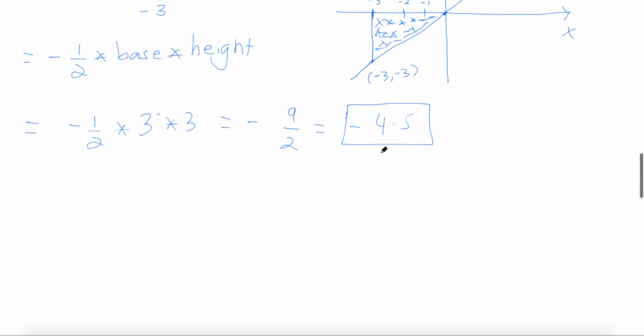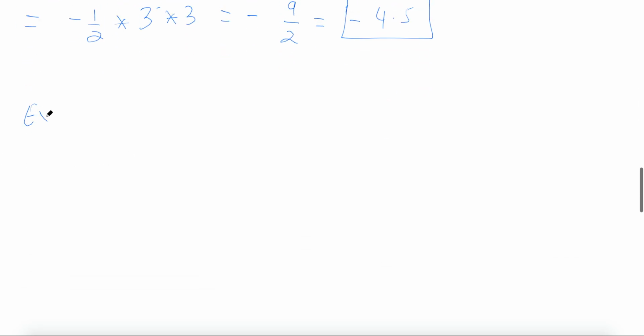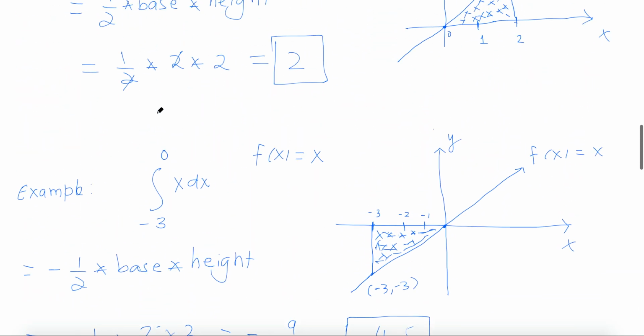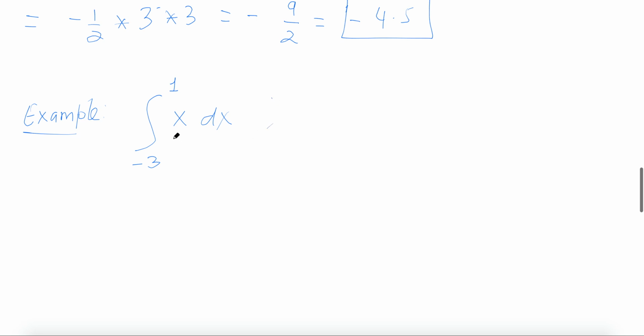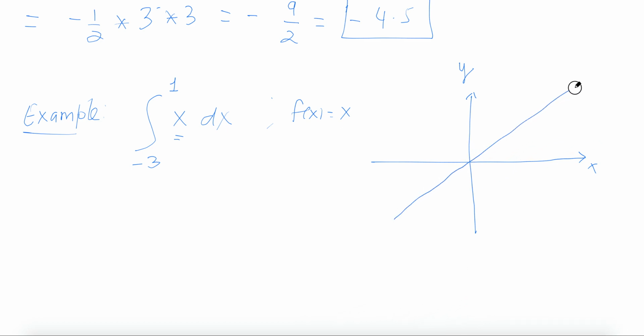Let's do one more example. That is, if you have the integral from -3 to 1 of x dx. I did a similar example, but there we had from -3 to 0, and there we had from 0 to 2. But this time I'm going from -3 to 1. Again, my f of x is x. So now let's go ahead and draw the graph of our function. This is the x-axis, that is the y-axis, and our f of x is x. Go ahead and plot the graph of your function. So this is f of x equals x.